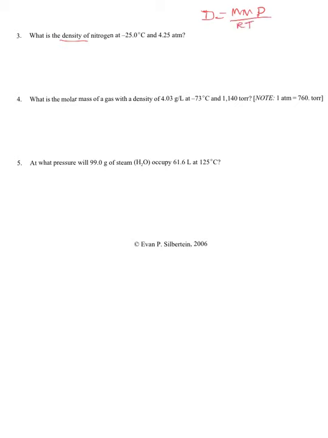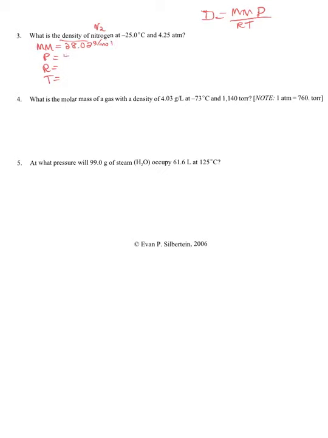So I'm going to set up a list over here. MM, P, R, and T. MM standing for molar mass. Since this is nitrogen gas, you need to recognize that it is diatomic, so that's N2. So the molar mass, instead of 14.01, is going to be 28.02 grams per mole.